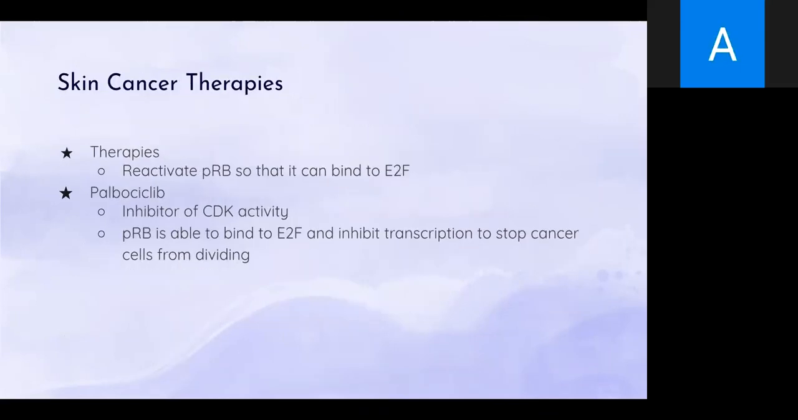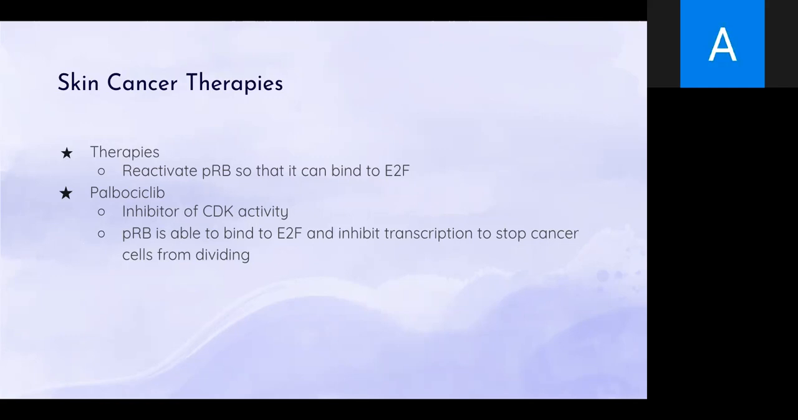So, some skin cancer therapies: there are many, and scientists and the world basically have been trying to prevent the tumor cells from entering the cell cycle again and stop that cell division from occurring. Certain therapies are actually reactivating PRB so that it can bind to E2F, even whenever it's been heavily phosphorylated. We could tie this back to dephosphorylation, where it could occur through therapies or naturally.